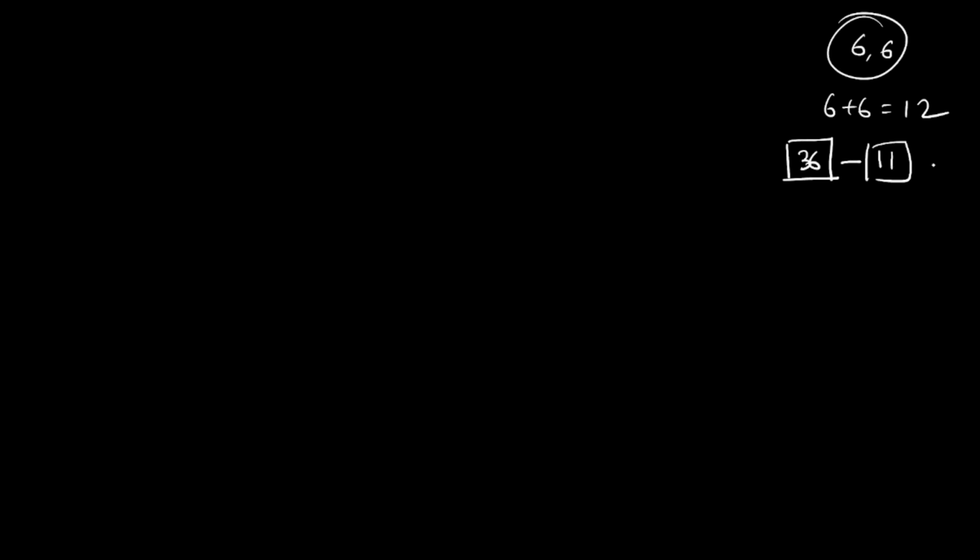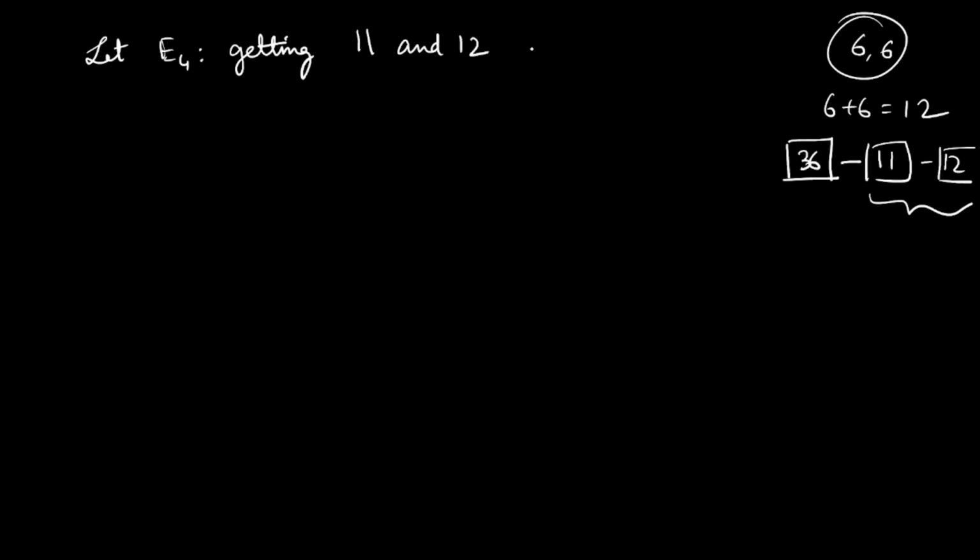So what is the maximum sum you can get? That is 6 comma 6. These are the highest numbers. So 6 plus 6 will give 12. So why can't we just find the total number of outcomes, that is 36, and from that we subtract the 11 as a sum and 12 as a sum. If we subtract these two events, then we will get the sum of at most 10, right? So let us consider event E4 as getting 11 and 12 as a sum.